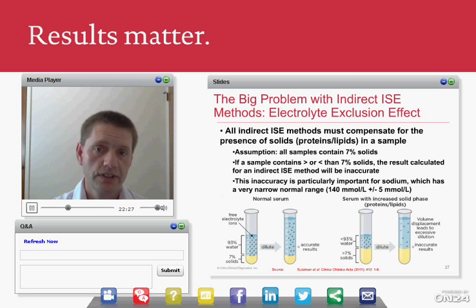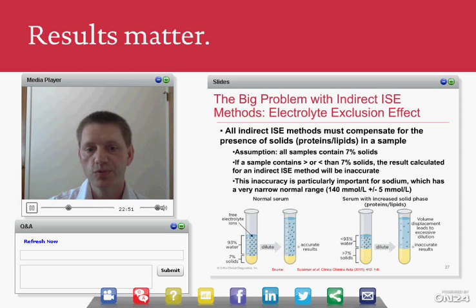Now, in the case of very high protein levels, they can be twice, 3 times the assumption. Obviously, you can't have less than 0% solids, so there's a limit to how much of an impact you can have from a reduction in proteins and lipids.